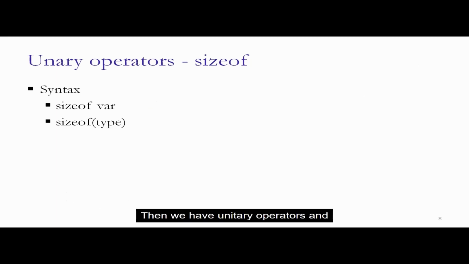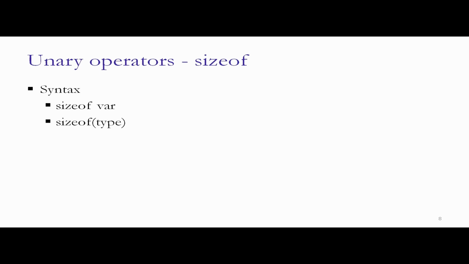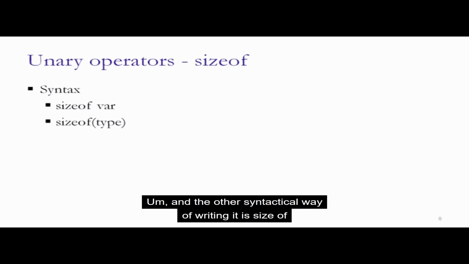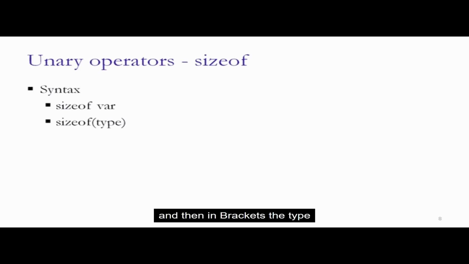Then we have another unary operator, which is known as the sizeof operator. The sizeof operator has two possible syntaxes. One is where you just say sizeof space var, where var is whichever variable you want to use. And the other syntactical way of writing it is sizeof, and then in brackets, the type. So, for example, if you have an integer box called x, you can write sizeof x with the space in between, and that will be the correct way of writing it.